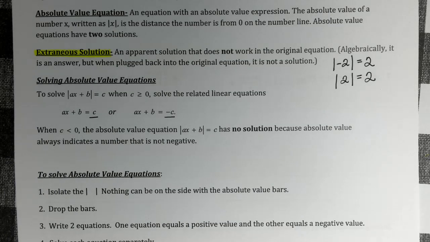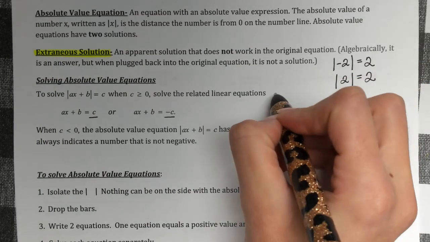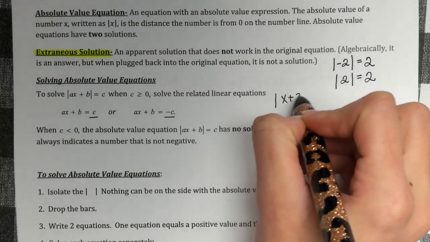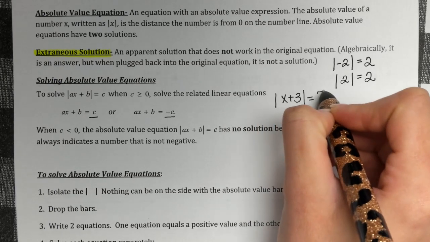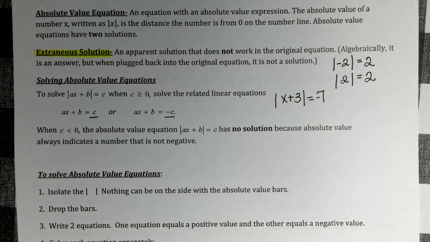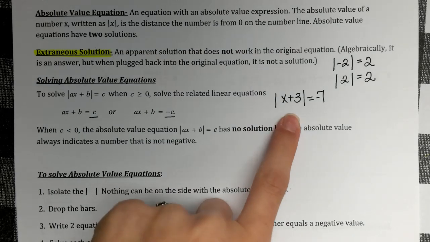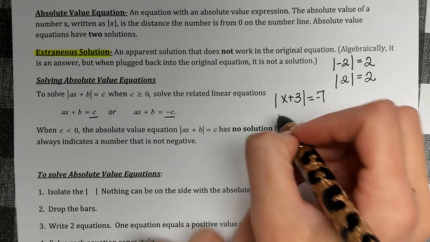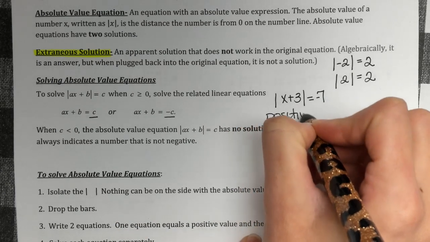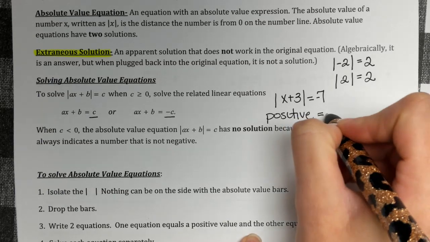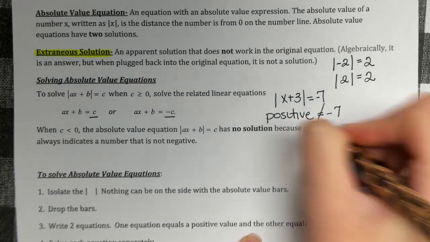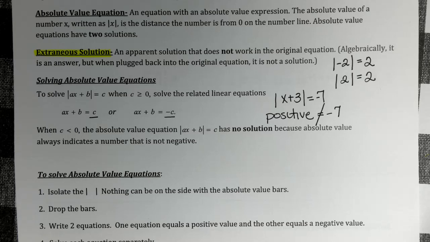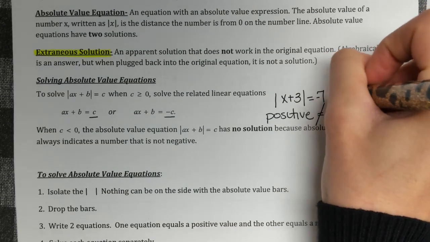Now, what happens if I have something like the absolute value of x plus 3 equals -7? I cannot do this, because absolute value is always what? Positive. So how could I have a positive value equal a negative? I cannot. So anytime you have absolute value equals a negative, that's going to be no solution.